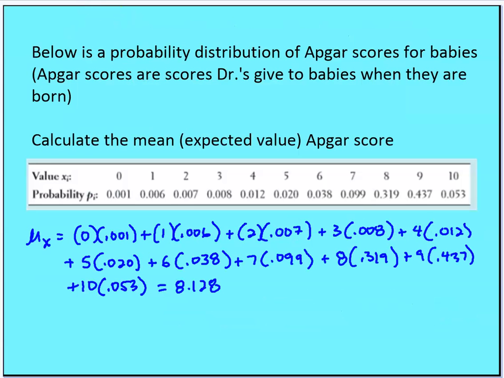All right, so let's take an example. Below is a probability distribution of APGAR scores for babies. APGAR scores are scores that doctors give to babies when they are born. It's a way of them assessing their health. Say 0 is not good, 10 is very good. And so we're going to calculate the mean expected value of the APGAR score. So we're just multiplying x1 times p1 and then summing the total values. So you can see the expected value or the mean value of the APGAR score is going to be 8.128.